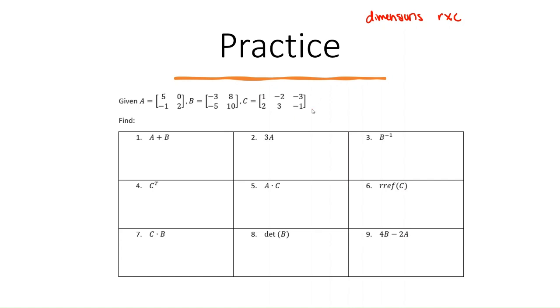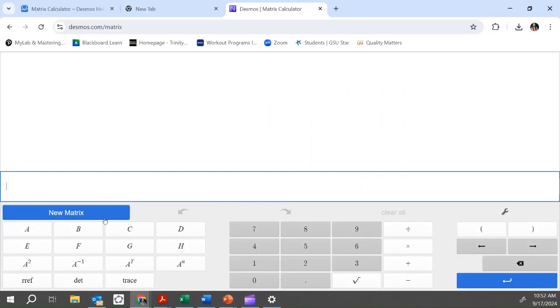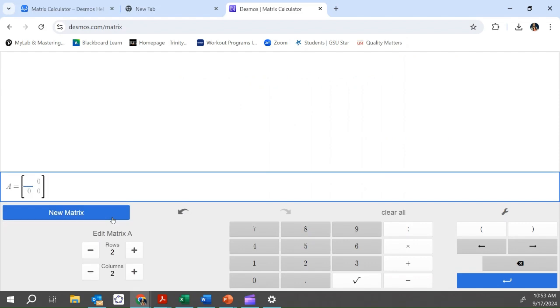And in linear algebra, one of the things we do is basic matrix operations: adding them, multiplying them, finding the inverse, finding the transpose, and then working through some other things, multiplication, reduced row echelon form, determinants, things like that. So the first thing I am going to do is enter my 3 matrices into my calculator here. The default setting is a 2 by 2 matrix, which works great for this first one. I have 5, 0, -1, and 2 as matrix A.